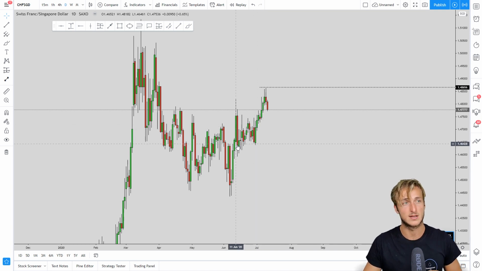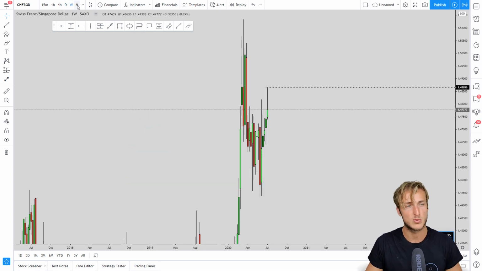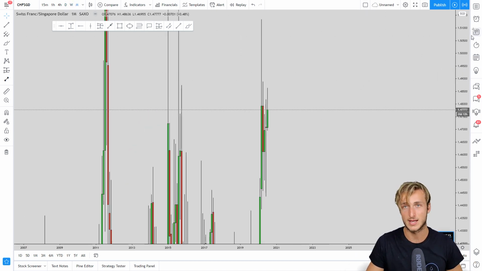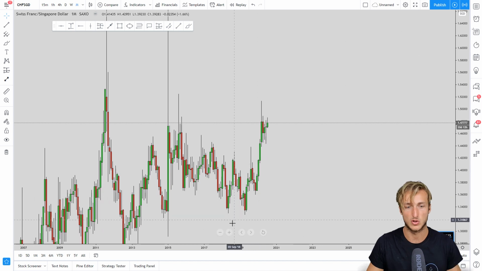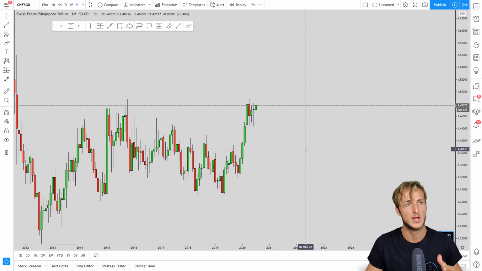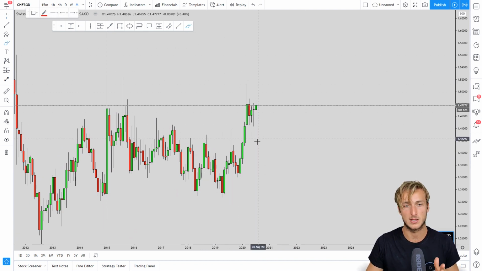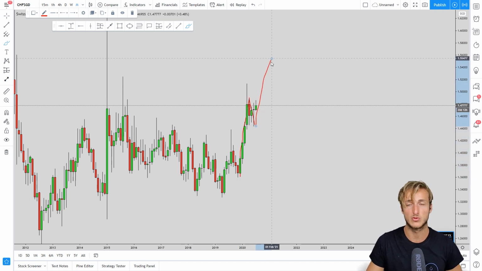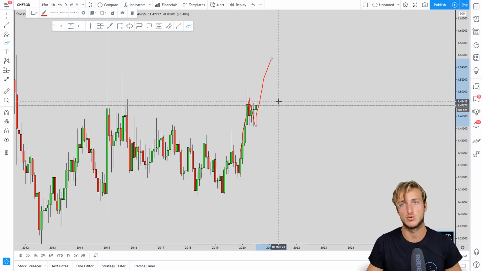So let's start with CHF SGD. Now, CHF SGD at the moment is also providing the opportunity next week for a beautiful capitalizing opportunity. Let's first give a full breakdown of the pair. From a monthly perspective, what do we have? We have a pair that clearly created a nice impulse, a nice correction, and we want to see the continuation to the upside for the creation of a higher high.